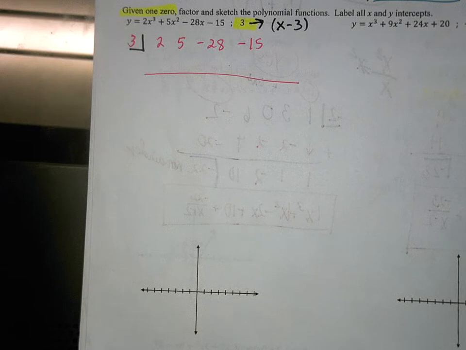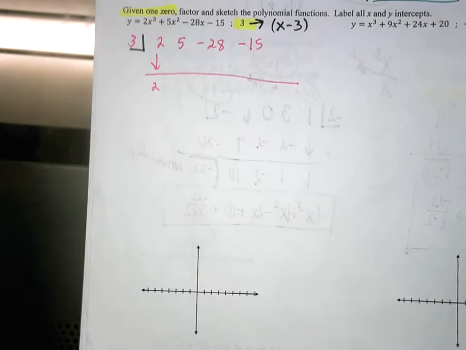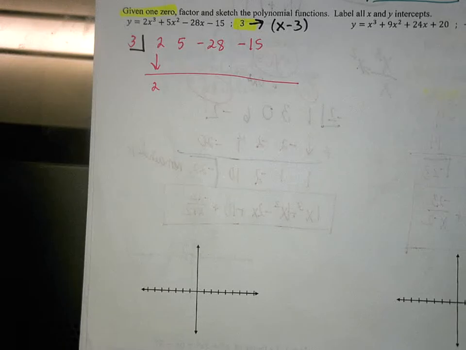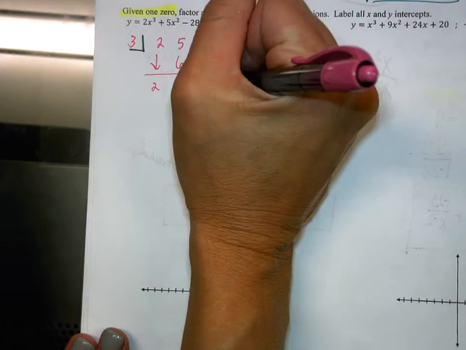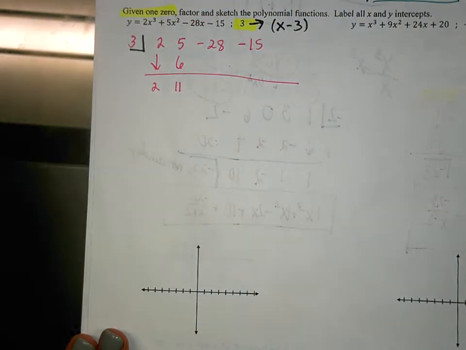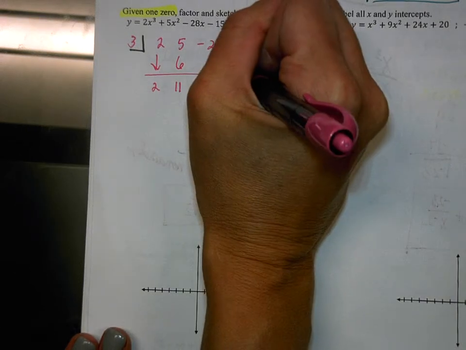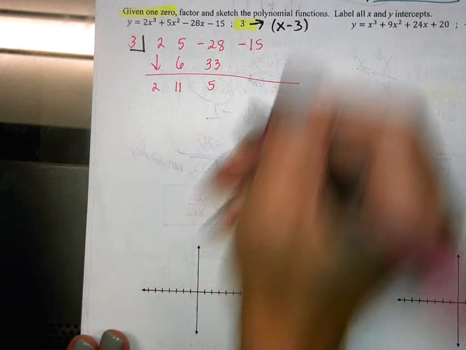And we'll use our synthetic division. That's going to help us with factoring. So we bring down our first number, which is 2. Then what do I do? Multiply. 2 times 3 makes 6. Add down and I get 11. 11 times 3 is? We add down and we get 5. 5 times 3 is? We add down and we get 0.